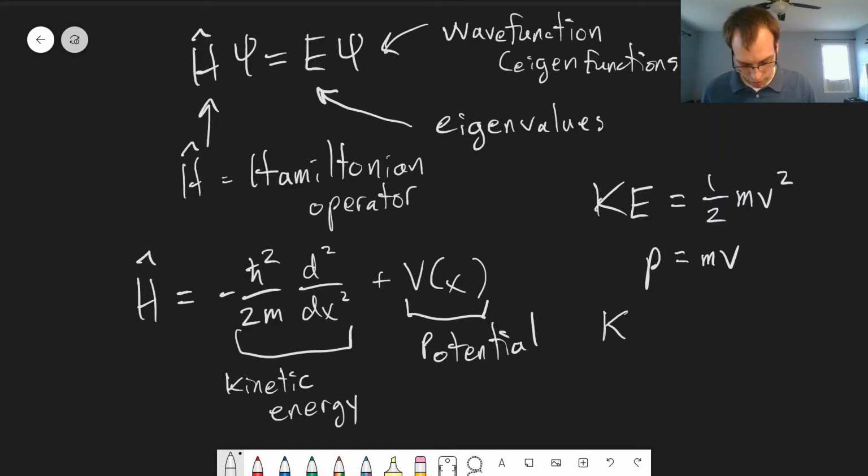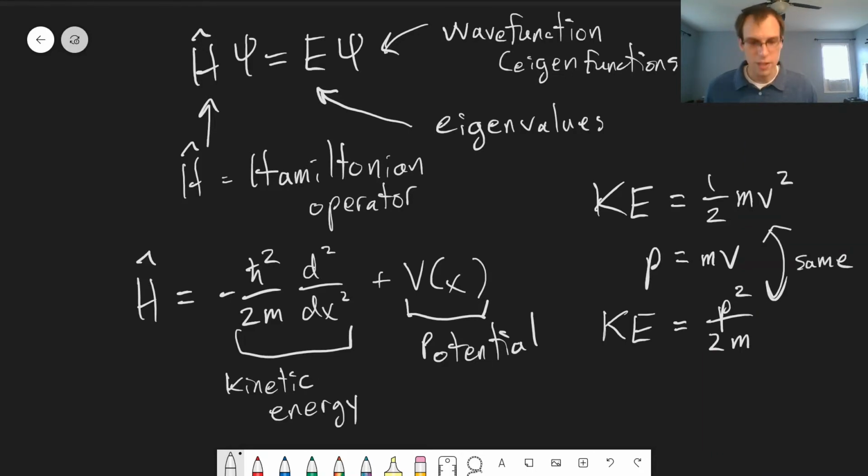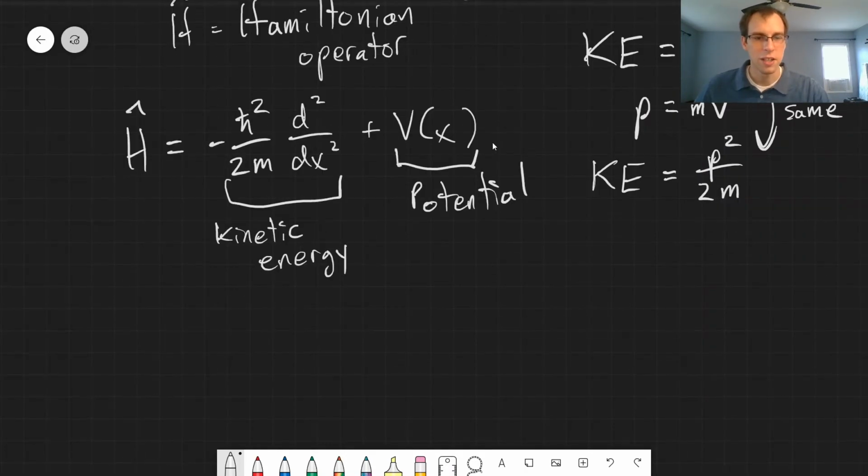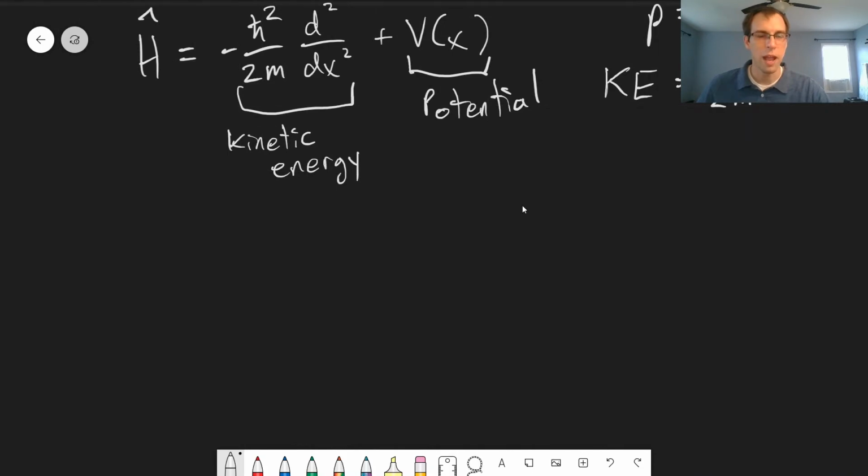We can rewrite this if we remember that momentum p is equal to mass times velocity. We can say kinetic energy can be rewritten as p squared over 2m. Now these two are the same. They're just different ways of writing the same equation. Let's take that version of the kinetic energy for a classical system and substitute the quantum momentum operator in there.